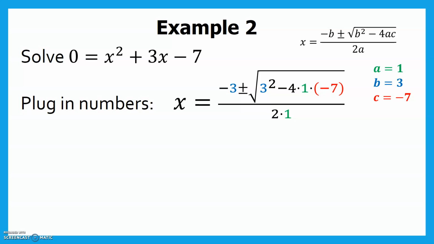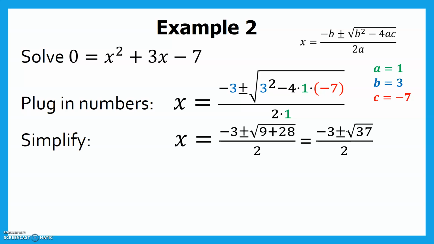So now I plug in the numbers into the quadratic formula. Wherever there's an a, I'm going to put 1. Wherever there's a b, I'm going to put 3. And wherever there's a c, I'm going to put negative 7. So I'm going to simplify that by figuring out what's below the square root and then simplifying the bottom.